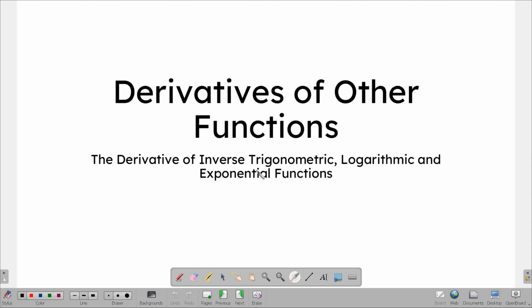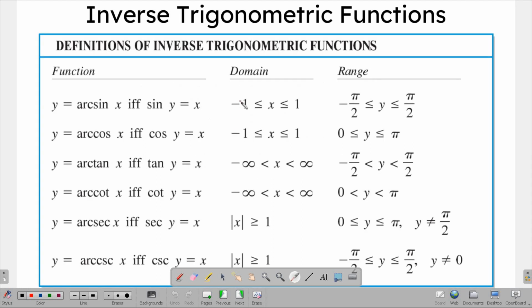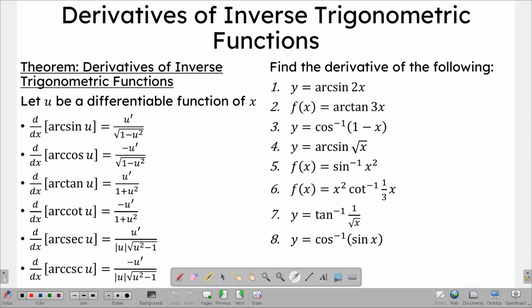Now that we have looked into the basics of differentiation, let's look at the derivatives of other functions. First, we recall that we have the inverse trigonometric functions. They are special functions which have specific domains and ranges for them to be considered inverse functions. As we remember, by the horizontal line test, trigonometric functions are not one-to-one. So we have inverse sine x up to inverse cosecant x. These are the derivatives of our inverse trigonometric functions.